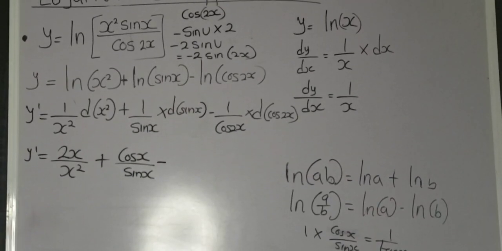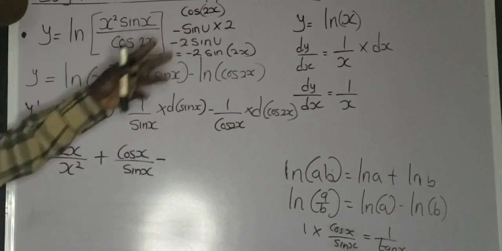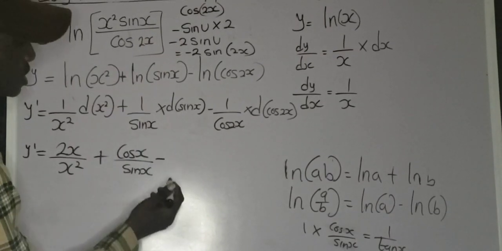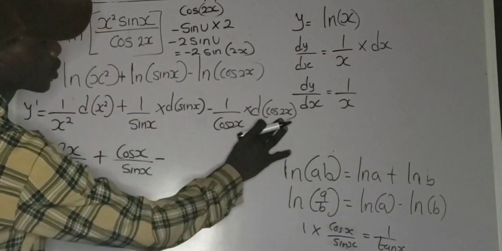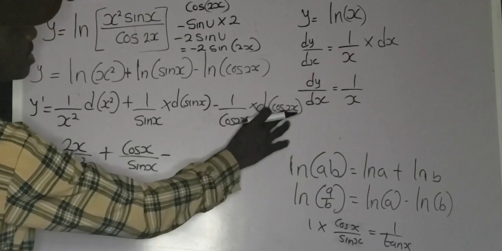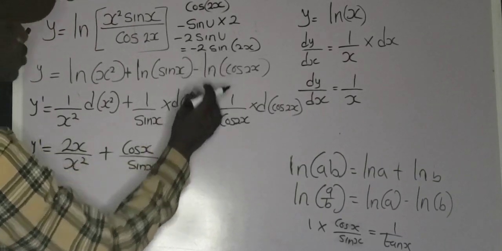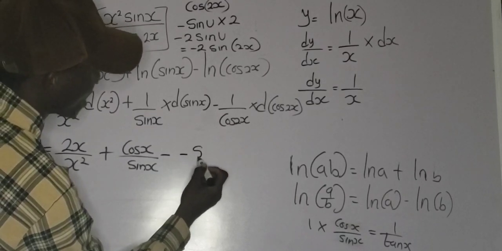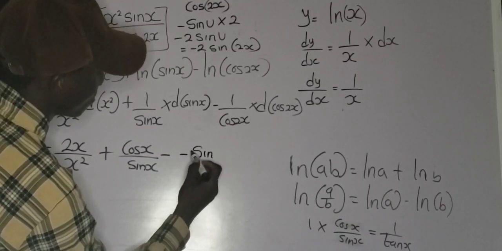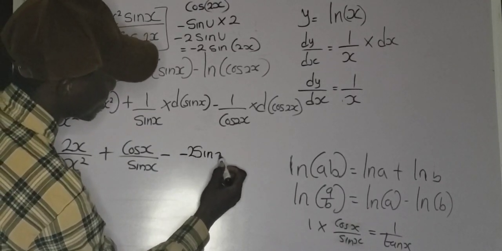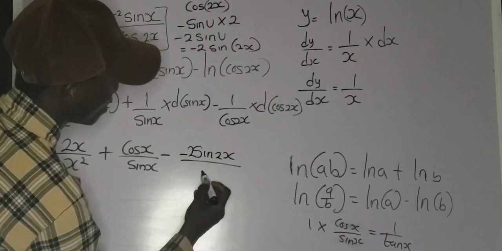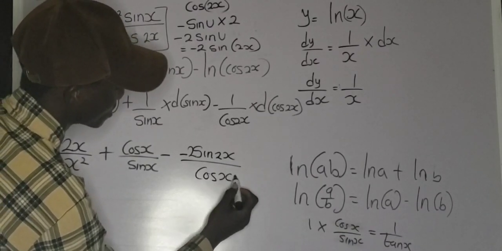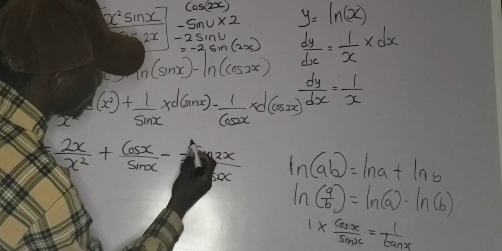So having taken the derivative of cos 2x, now let us substitute it into this place. So I'm going to have the derivative of cos 2x, which is what? Minus sine 2x. Let me just write it out. Minus sine 2x, minus 2 sine 2x over cos 2x. Do you understand?